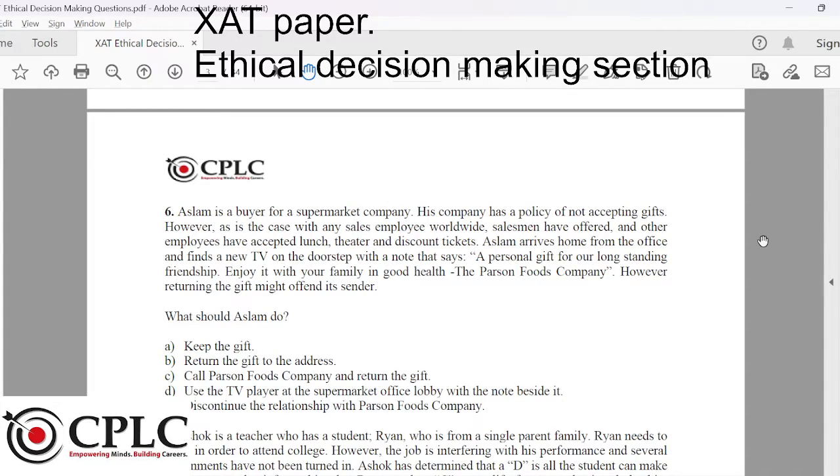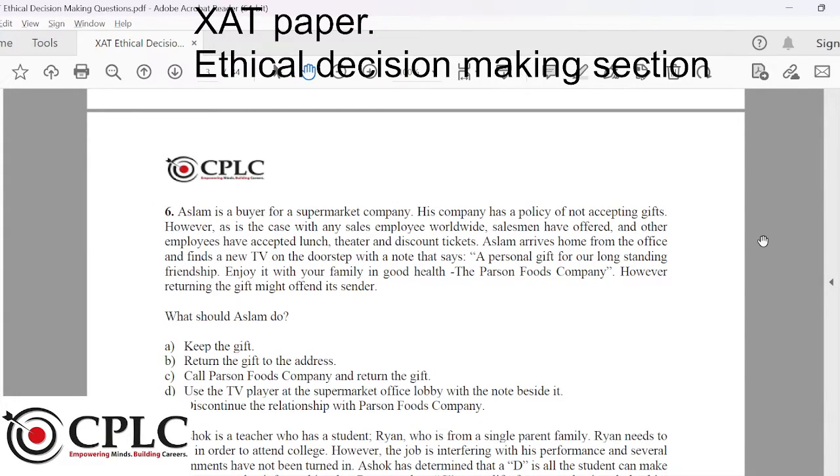Aslam is a buyer for a supermarket company. His company has a policy of not accepting gifts. However, as is the case with any sales employee worldwide, salesmen have offered and other employees have accepted lunch, theater, and discount tickets. So basically, he's a buyer for a supermarket company, and some salesman has offered him something, and employees generally accept it.